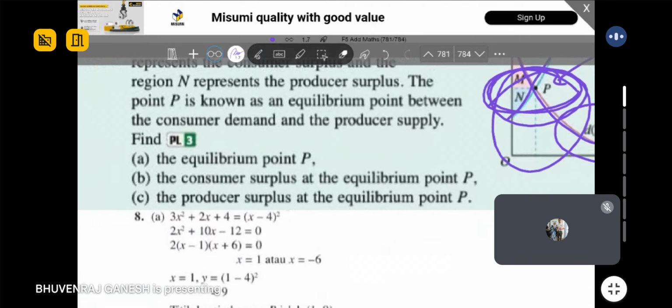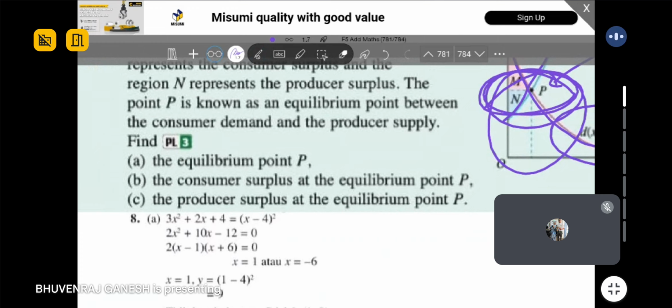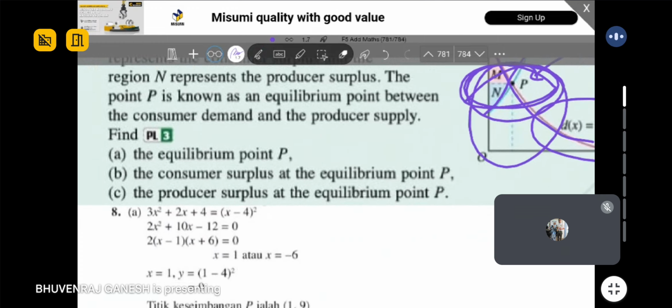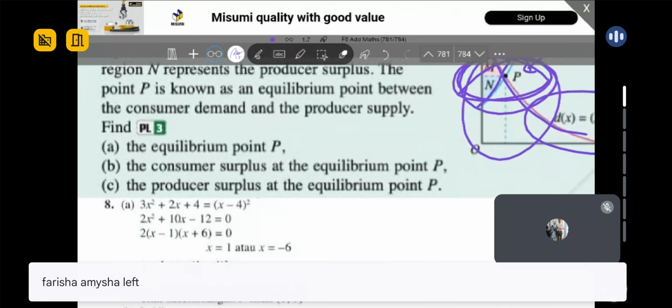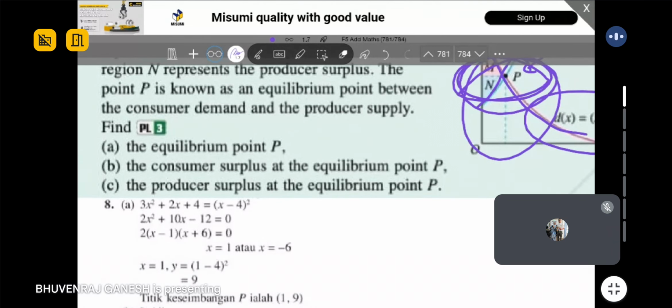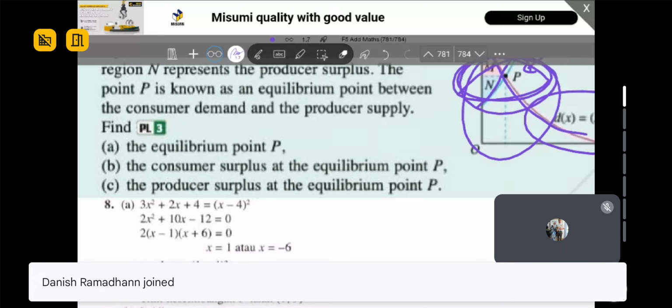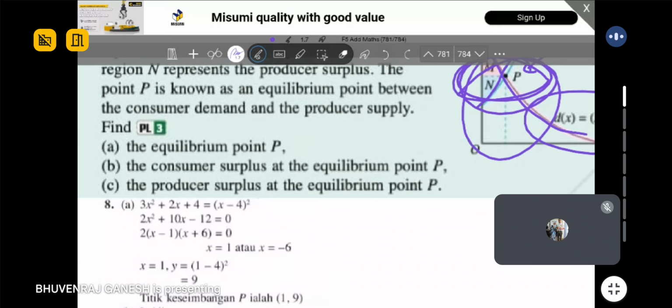So then you just substitute X equal to 1 inside any equation you like. You will get the answer for Y. So finally, you will write the coordinate, which is 19. Okay, guys, clear? So this is your final answer for part A.